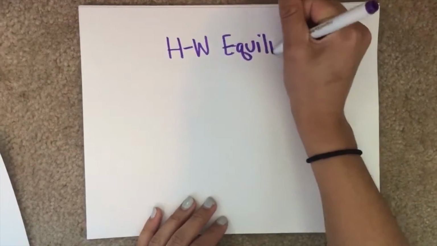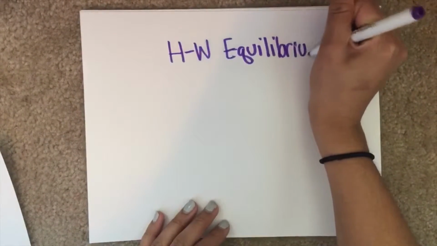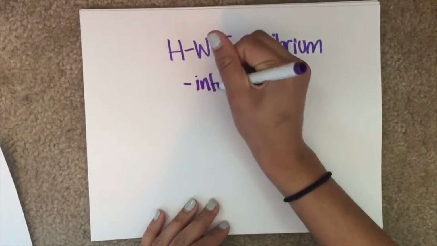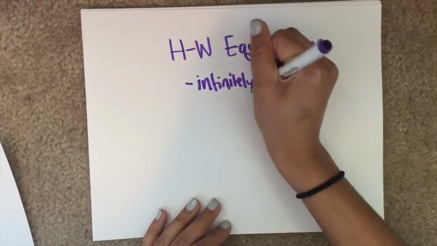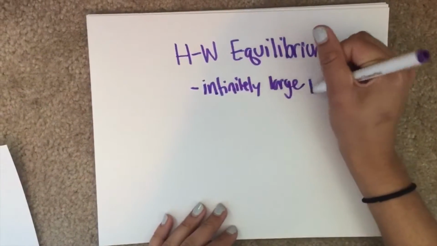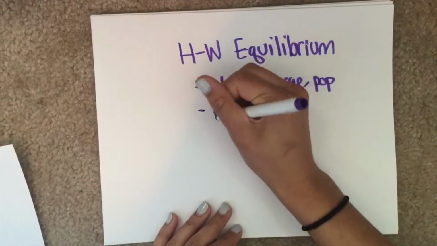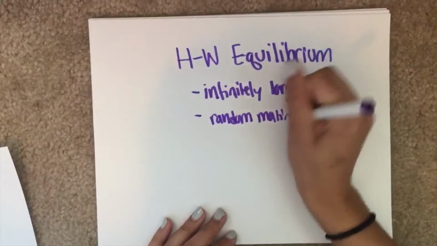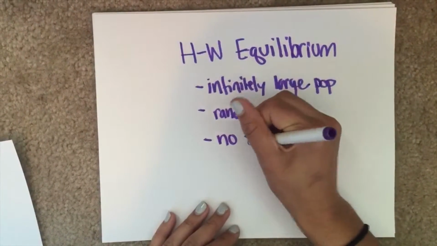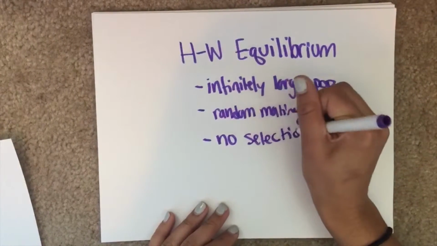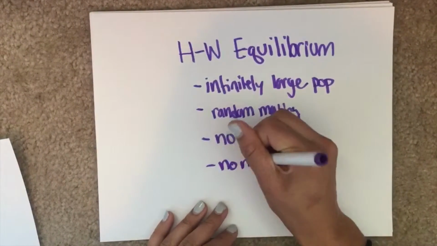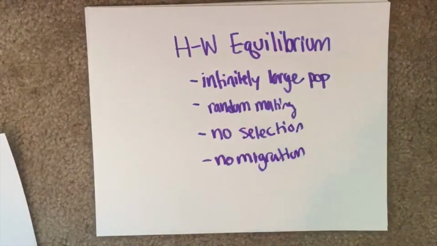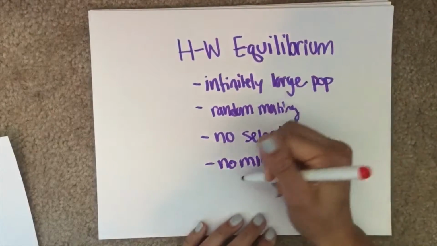There are various assumptions for the Hardy-Weinberg equilibrium. The first being infinitely large population, random mating, no selection, and no migration. And it's important to remember that migration is a clear violation of this.